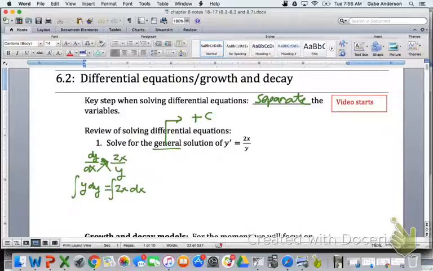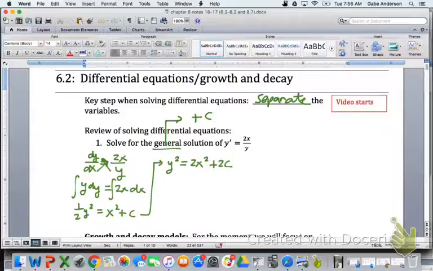So that's going to give me on the left side 1/2 y squared. And that's equal to x squared plus c. At this point I found my antiderivatives. I've got my plus c on there. And so my final step now would be to try to solve for y. So I would solve for y by multiplying everything through by 2. So that would give me y squared equals 2x squared plus 2c.